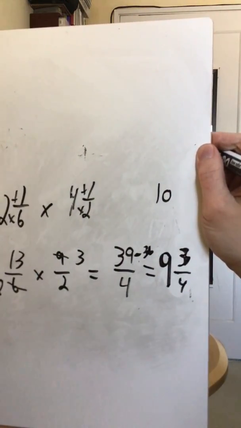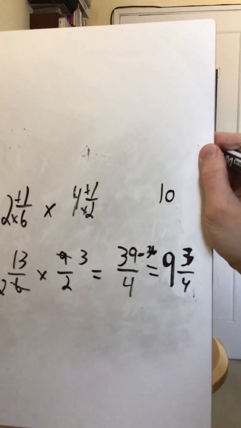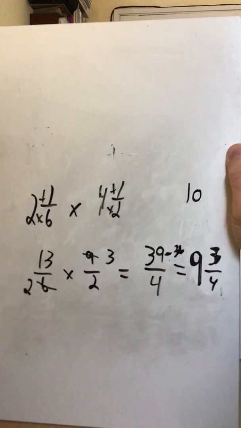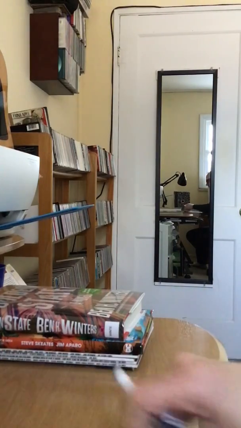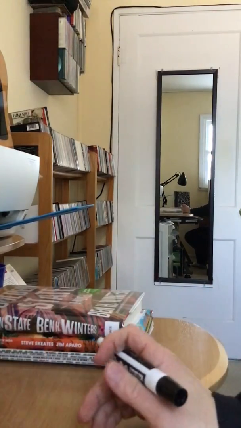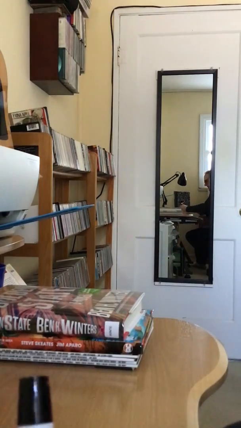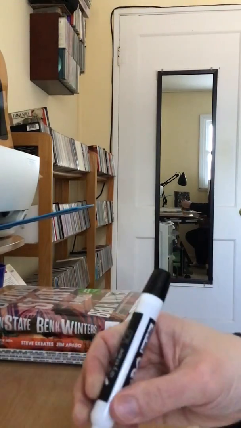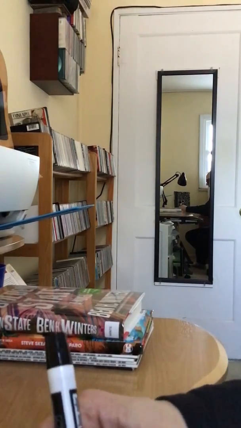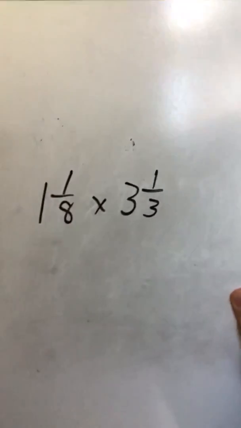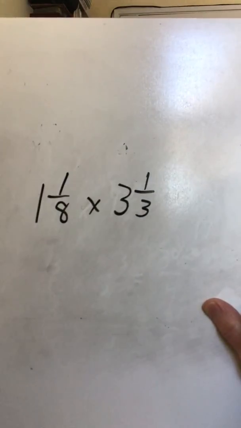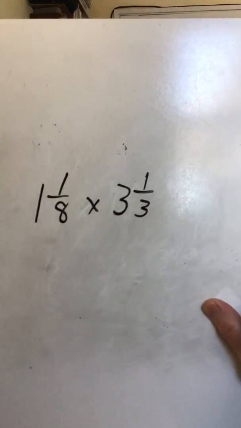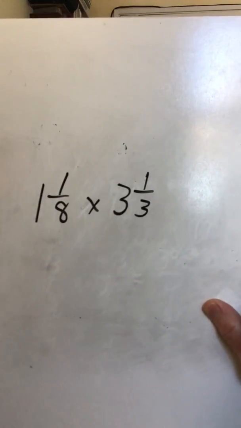Okay? All right, so that's the process. If you need to kind of look at the process again, remember you can always rewind and kind of check it out. So now let's see how well you do, okay? I want you to do 1 1/8 times 3 1/3. That's 1 1/8 times 3 1/3. All right, go ahead and pause the video here while you do the problem, and then we will check it in a second, okay?